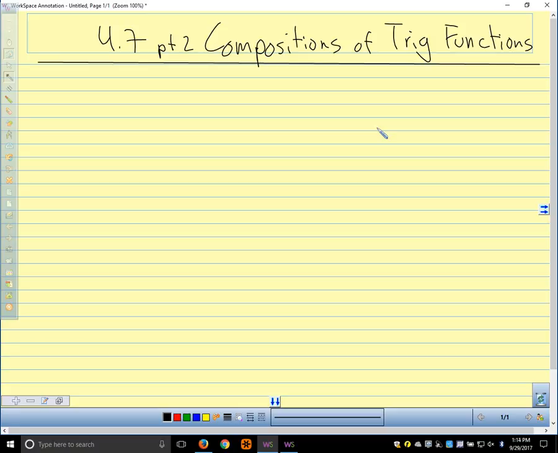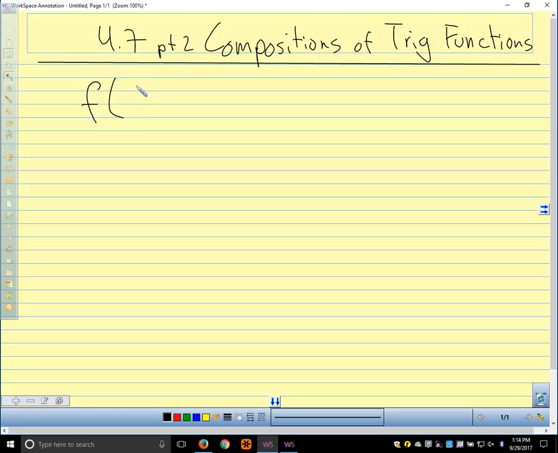I want to start, today we're going to talk about compositions of trig functions and their inverses. Interesting things happen when we do compositions of trig functions with their own inverses, but interesting things also happen when we do a composition of trig functions with the inverses of other trig functions. So we get to do a lot of interesting things today. But I want to start by remembering one of the properties of inverse functions.